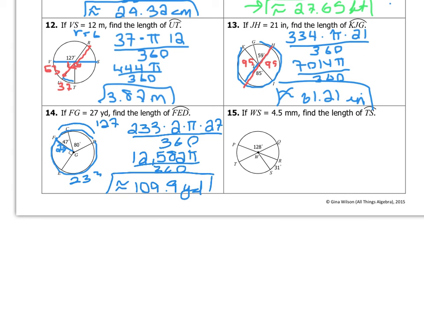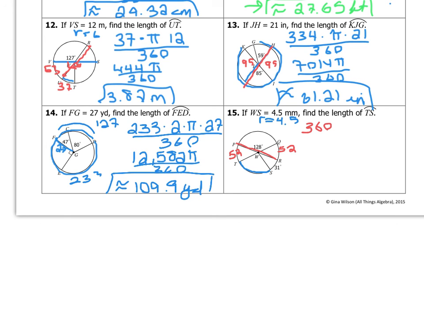Okay, last but not least, WS is 4.5, so we know this is our radius, 4.5. We want to find the length of TS. So I need to think about how to get that. Okay, the first thing that I see is right here, this is the diameter. So if that's the diameter, I can go 180 minus 128 and get that this is 52. So that means this is 52.